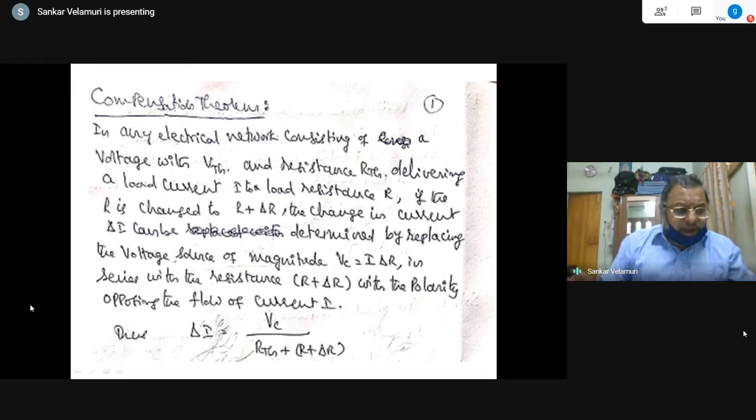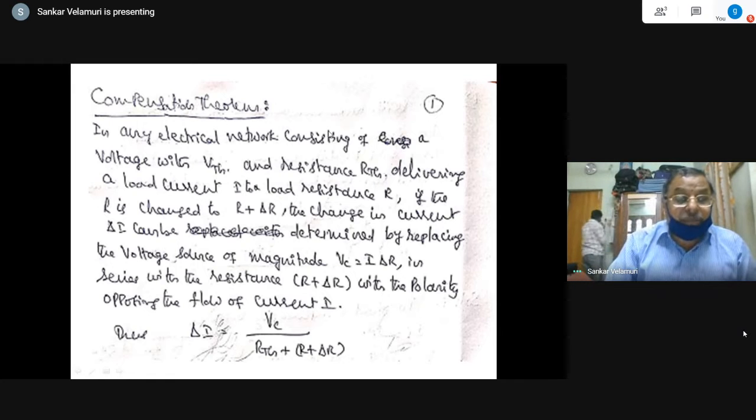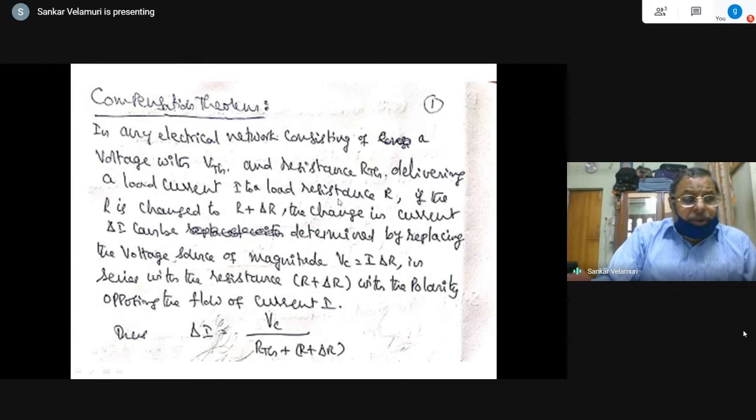Once the compensating voltage is obtained and injected directly, you get the changes in the currents. That is the advantage of this particular theorem. Let me give the statement of the problem once again. When a typical R is changed to R plus delta R, delta I is equal to VC by R Thevenin plus R plus delta R. This can be an AC circuit also, so delta I will be equal to VC by Z Thevenin plus Z plus delta Z.